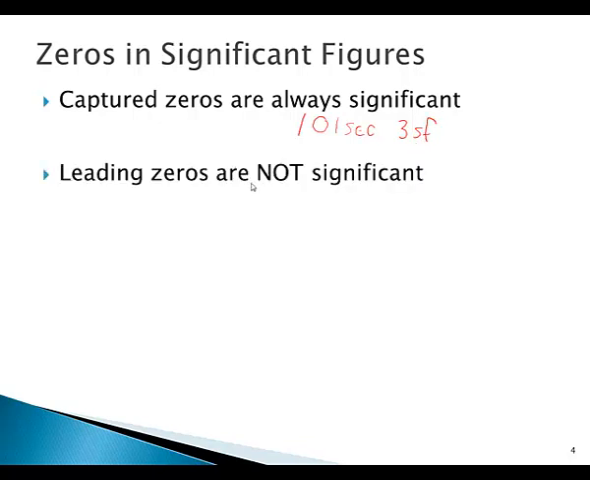Now, if we have leading zeros, for example 0.0032 millimeters, these zeros are leading zeros, and they're basically just showing me where the decimal point is located. It's a placeholder. So these zeros are not significant. This measurement only has 2 sig figs in it.